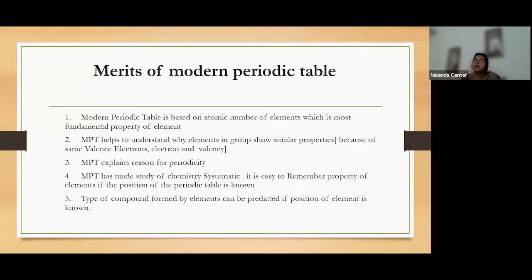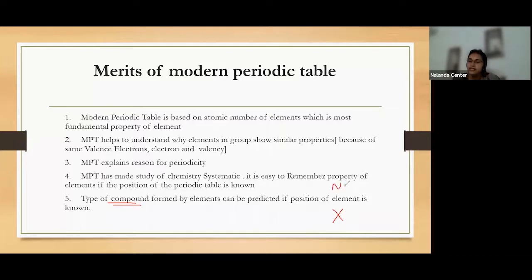And one more important thing is that if we know the position of an element in the periodic table, then we can easily predict the type of compound it forms. Say, for example, a first group element is there.